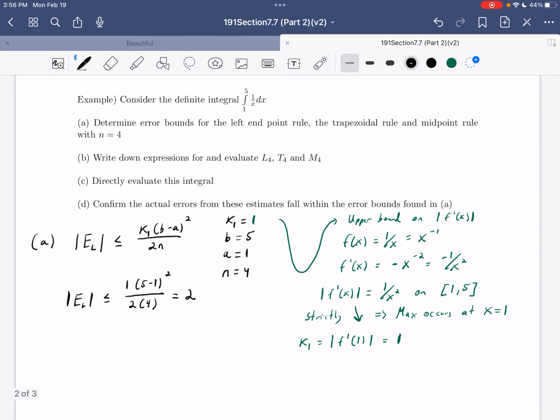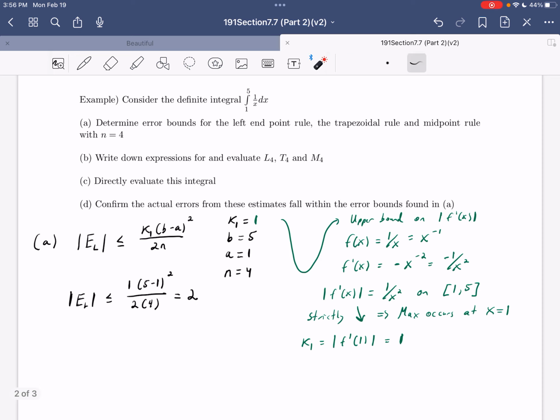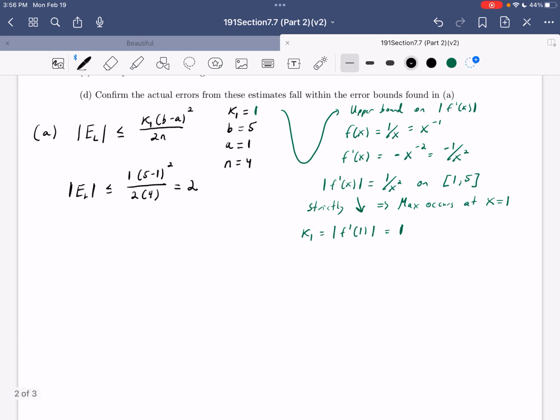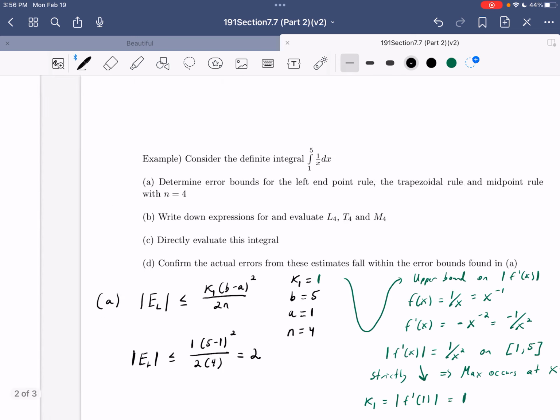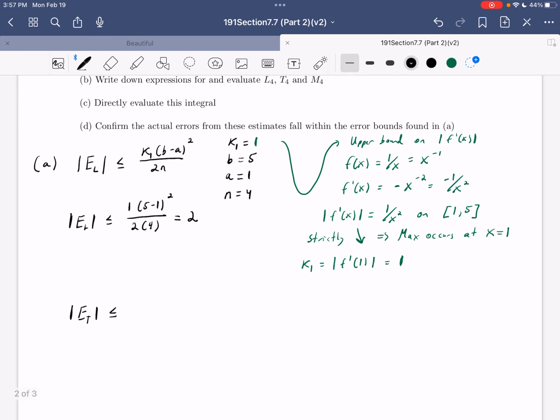All right, let's go ahead and repeat this now for the trapezoidal rule. And we should be able to go through that a little bit more quickly now that we have a sense of the idea. For the trapezoidal rule, we will go ahead and use the trapezoidal rule error bound formula. So that's back over here. We're looking for the trapezoidal one. So it's that guy, k2 times (b minus a) cubed over 12n squared.